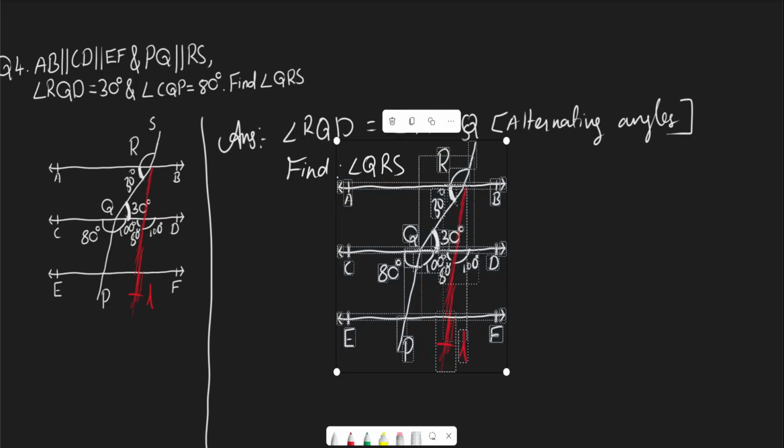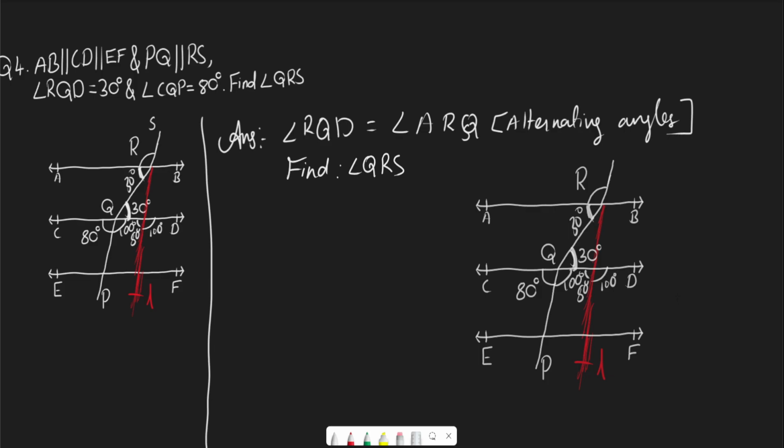Right. And boom. Alright, so what we have here is, let's take this 30 degrees a little down. This is 30 degrees over here. So according to vertical opposite angles, this should be 100 degrees, as you see. So that means angle R. What's this angle? We should name this angle, right? Let's name this point M.